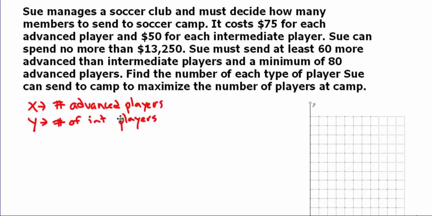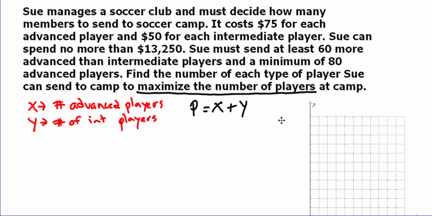Now here's the part that's new, I guess I should say. It's brand new to this. When we do linear programming, we're always trying to find what it is that we're trying to maximize or minimize. So I see right here it says to maximize the number of players. So my objective function, number of players, I'm just going to say P equals X plus Y, number of advanced plus number of intermediate.